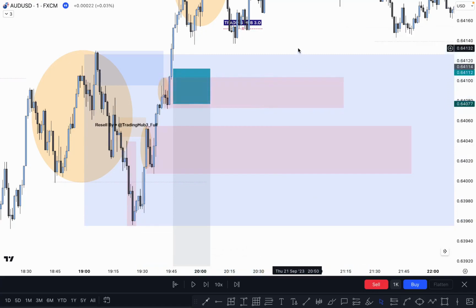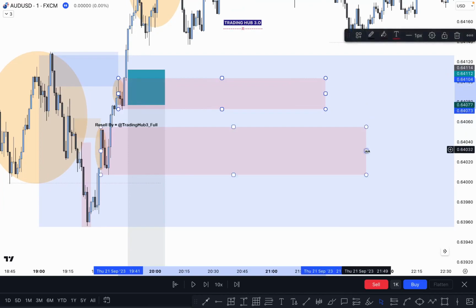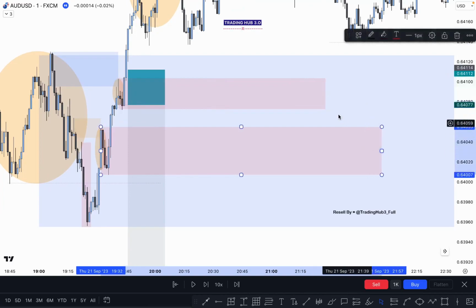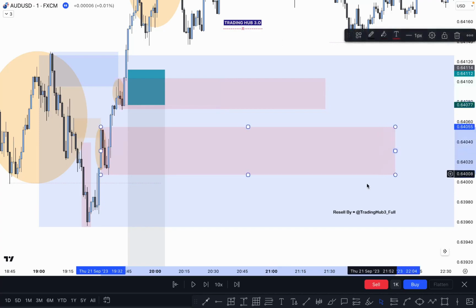So basically we have two POI, or you can say two unmitigated refined order flows. If price taps on a decisional, and this one is called extreme, right? So if price taps on this one, you have to wait for a lower time frame CHoCH flip, and then definitely you can buy or sell, right? And this one is our next extreme order flow.